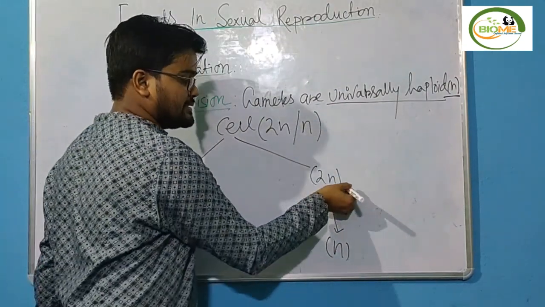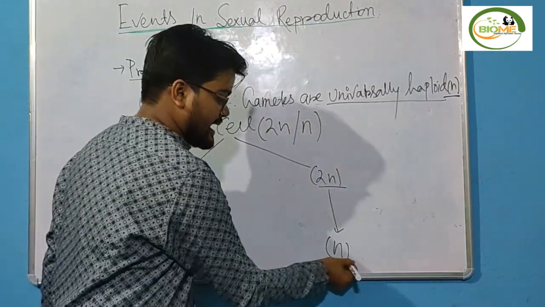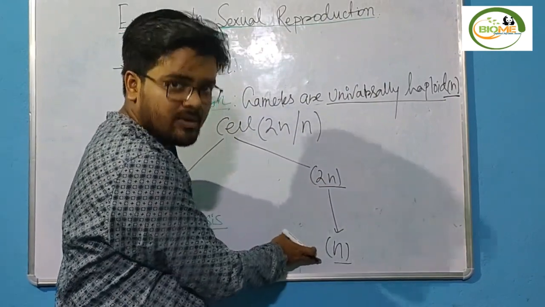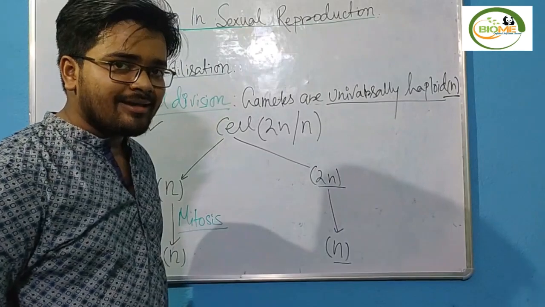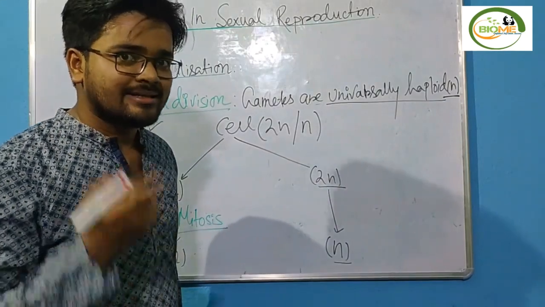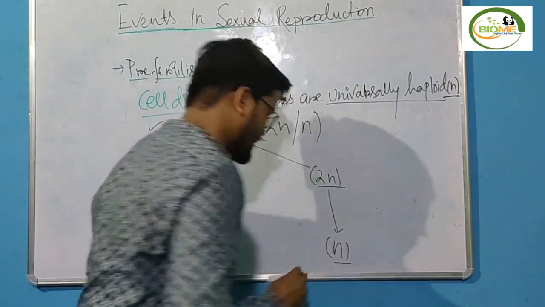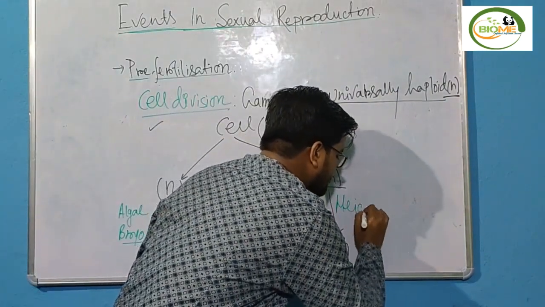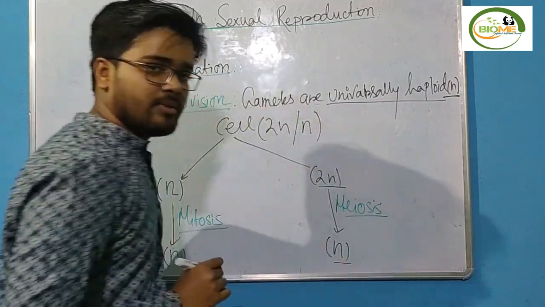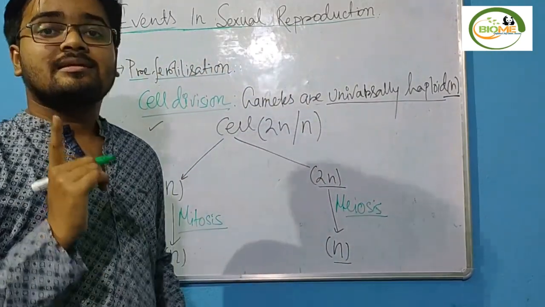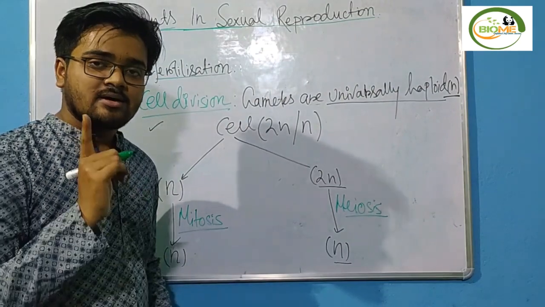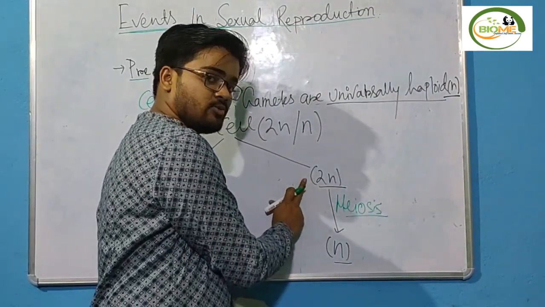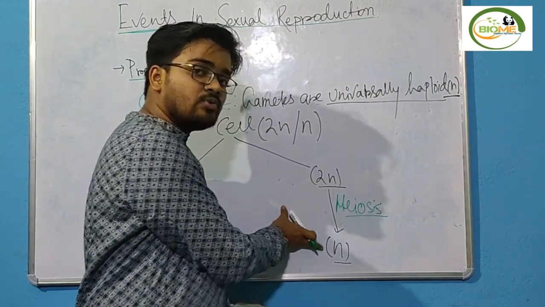Now you tell me, this is diploid and this is haploid. So the diploid cell produces haploid gametes. How is it possible? It is possible by which stage? Definitely by meiosis. Why is it meiosis? Because we know meiosis is reductional division. Meiosis is reductional division. So that's why through meiosis, the diploid set of chromosomes can be converted into haploid set of chromosomes.